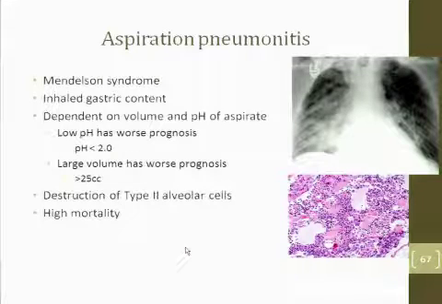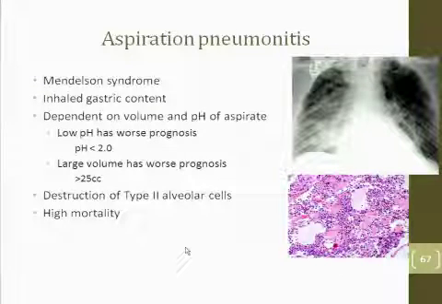Aspiration pneumonitis, also known as Mendelson syndrome, is a lot of times from inhaled gastric content. It does not take very much. Around 20 cc's at a pH around 2 can kill you. The rate is pretty high, so you have to be really careful. What really makes Mendelson syndrome worse is a low pH, less than 2, or large volumes, greater than 25 cc's, which have the worst prognosis.